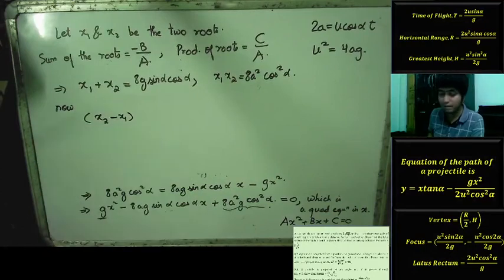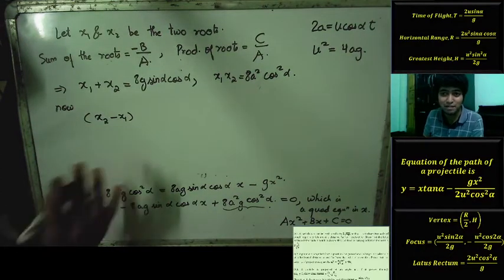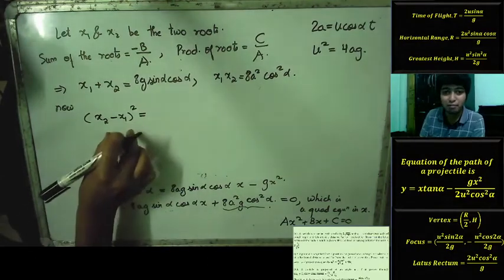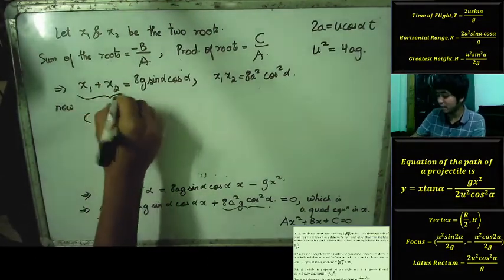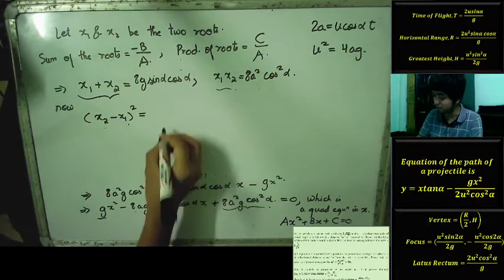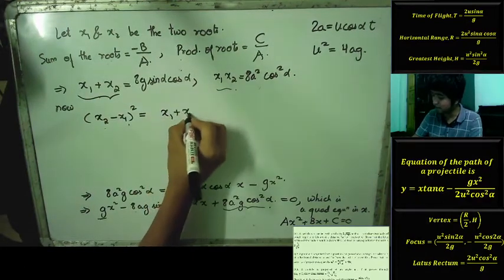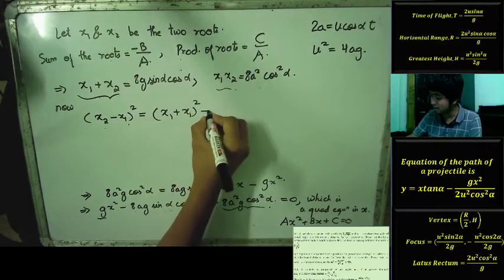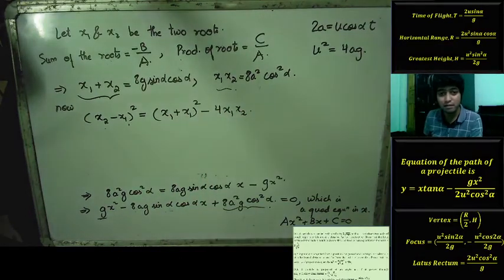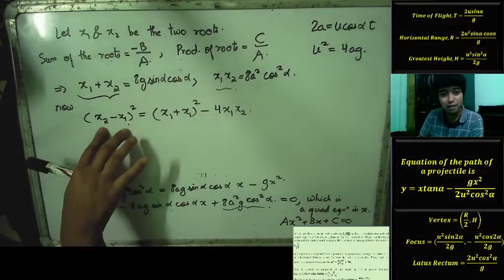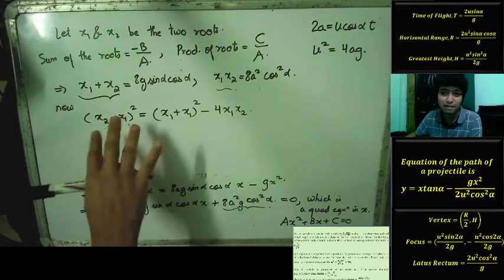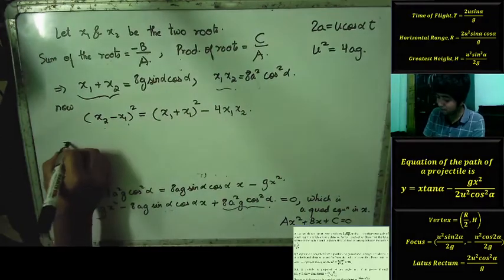Now x2 minus x1, we know how much the value is, but we will be squaring it. Why are we squaring it? Because we can write x2 minus x1 whole thing squared in terms of this one and in terms of this one. We can write it like this, minus 4x1x2. If you check this one, it will be equal to the right hand side. So that is why we can use this equation.